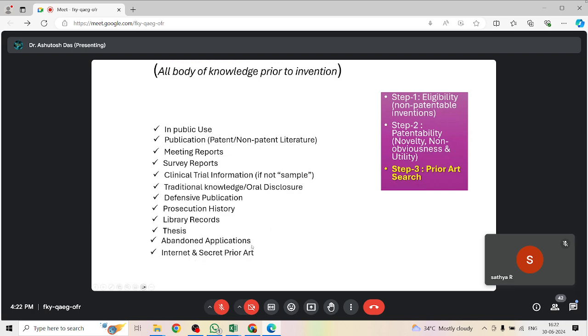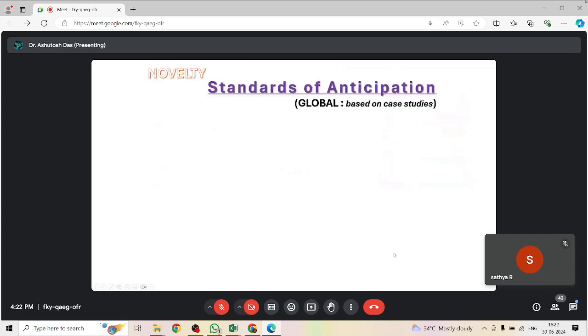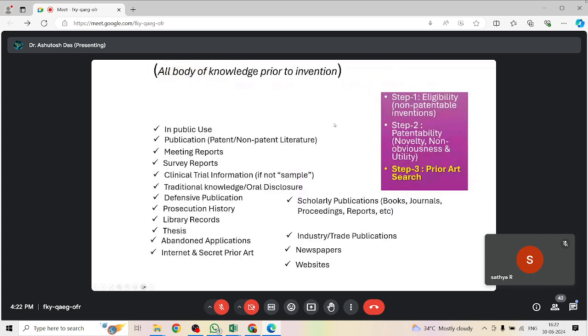Internet and secret prior arts. Secret prior art means what? Some prior art is confidential, present on the internet, which is not supposed to be public use, but that is also considered prior art. Industry trade publications, the advertising, we have this, we have that. They are not so technical, but that is also prior art. Newspaper reports, websites, and scholarly publications like books, journals, proceeding reports. So all are prior arts. Practically everything available publicly is prior art, plus something more that is not available publicly is also prior art.